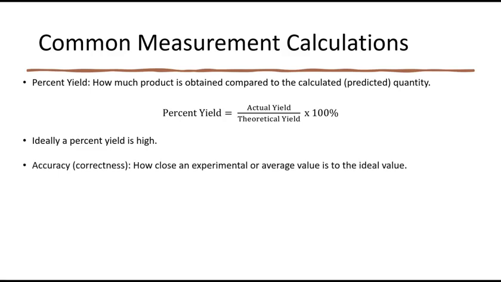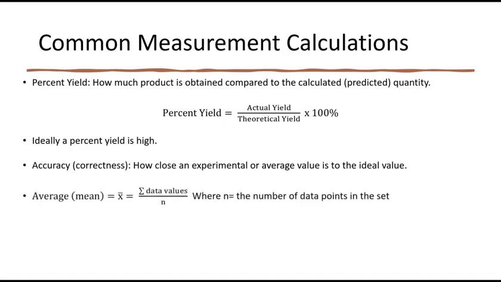We may also take a look at the accuracy or correctness of our values. This has to do with how close an experimental or average value is to the ideal value. If we take an average, that means mean, we may need to do an extra calculation before we can determine accuracy. To take an average, we need to add up all of our data values and divide it by the number of data points in that given set.